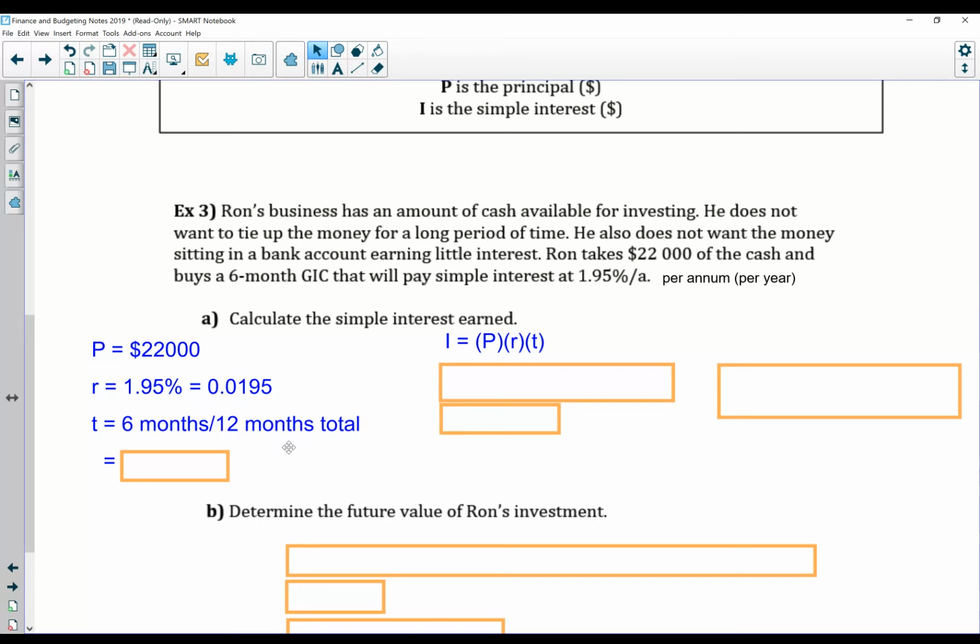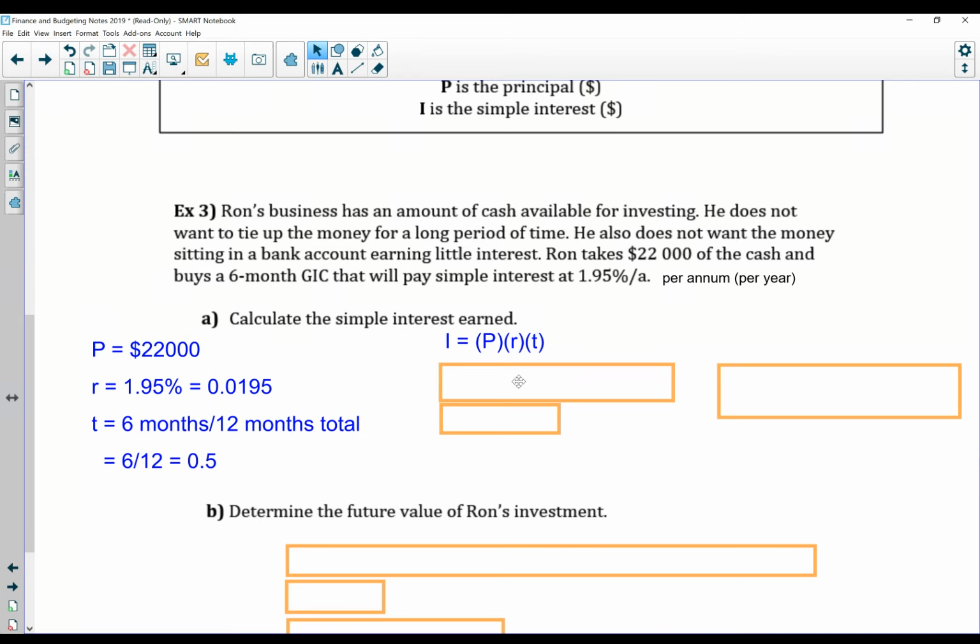And T is my time. He buys a 6-month GIC that will pay simple interest at this rate. Because the interest is per year, we have to take our 6 months and divide by how many months are in a year. There's 12 months in a year. So my time, T, is actually 0.5. It's half a year. Now you have to do that every time you're doing these calculations. For your time, you always have to compare it to a year. So for 6 months, that's half of a year. It's 6 out of 12, which is 0.5.